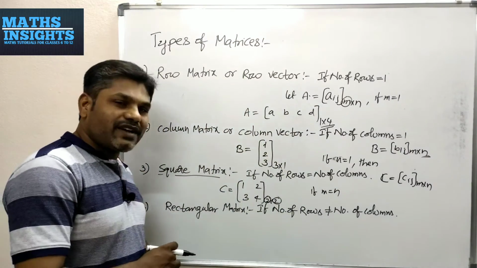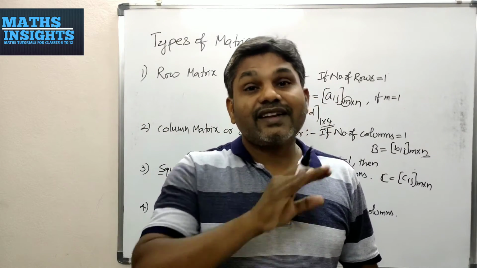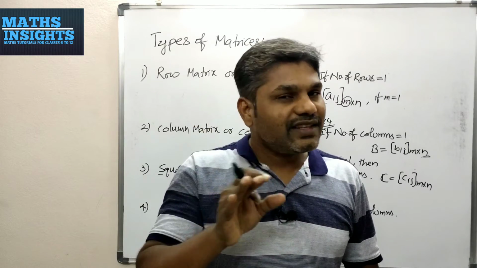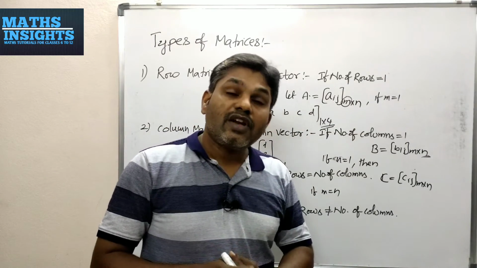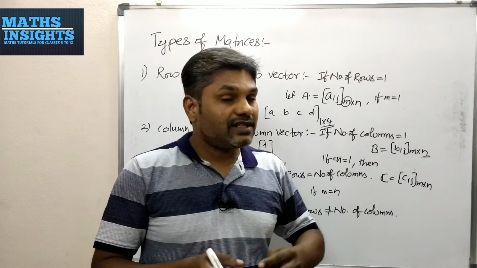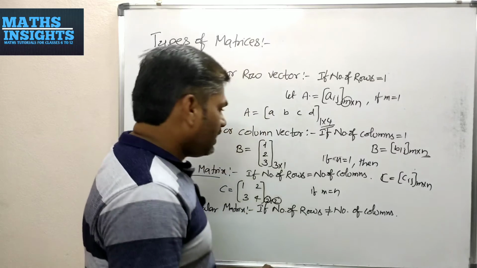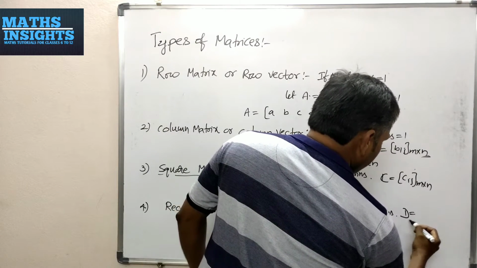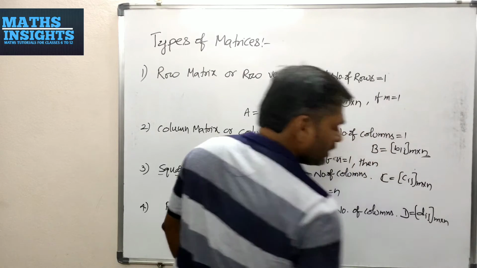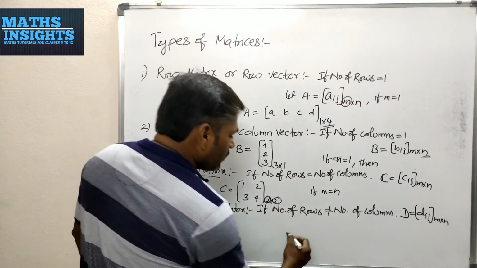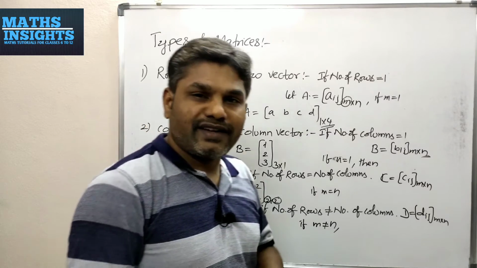Coming to rectangular matrix, you can guess what it is. Definitely in geometry, a rectangle means its length and breadth are not equal. Similarly here, the number of rows is not equal to the number of columns. Whatever the number of rows and columns, that is not a matter here, but rows and columns should not be equal. Let me take a matrix D. Let this be Dij, m by n. M number of rows are there, n number of columns. If m is not equals to n, then D is said to be a rectangular matrix.